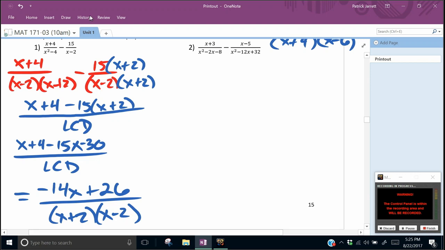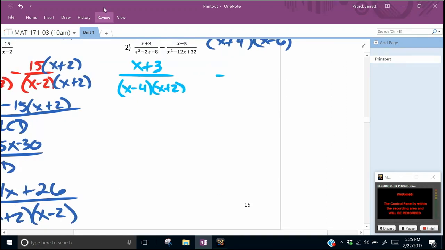Now, for our last one, what you've got to do is, again, factor. Never ends. So for the x squared minus 2x minus 8, that's x minus 4 times x plus 2. I'm going to leave some room here, and you'll see why in just a minute. Now for this one here, I have x minus 5 divided by, let's see, that'll be x minus 4, x minus 8.